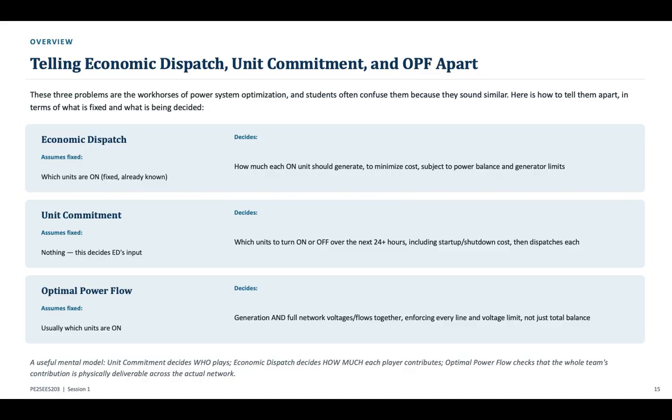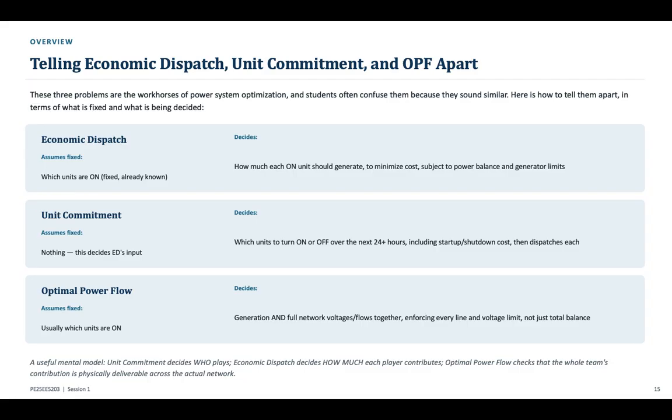When you look into economic dispatch, it assumes fixed what? Which units are on, already known. It decides how much each on unit should generate to minimize cost, subject to power balance and generator limits, right? When it comes to unit commitment, it assumes fixed nothing here. This decides the economic dispatch input: which unit to turn on or off over the next 24 hours, including startup and shutdown costs, then the dispatches each.